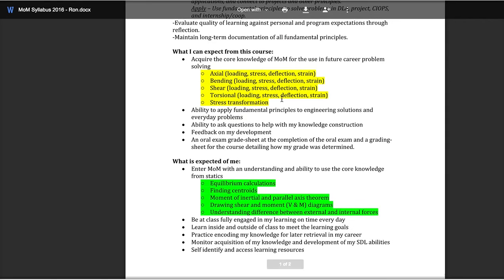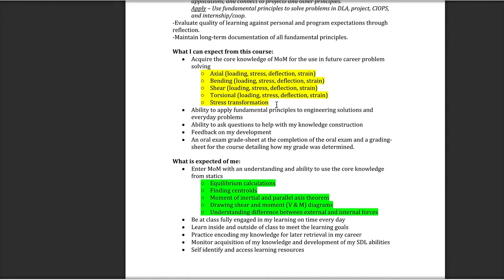They are right here. Axial, bending, shear, torsional, and for all four of those, we load, have stress, deflect, and with the stress and deflection, there's a resultant strain. So the fundamental principles are these four things plus one more: stress transformation.